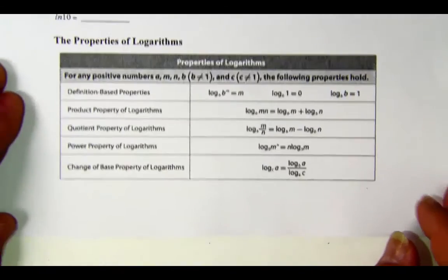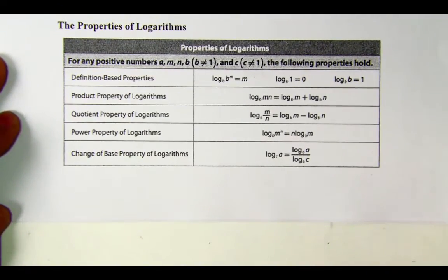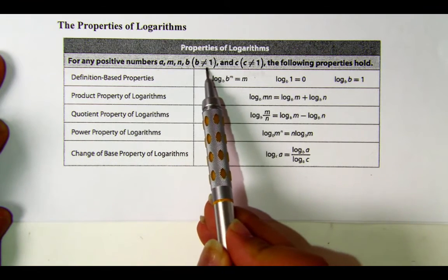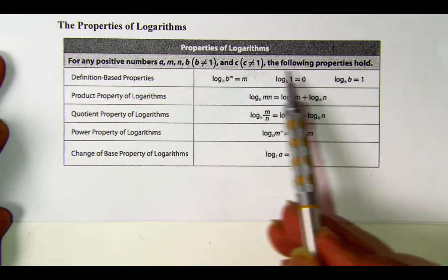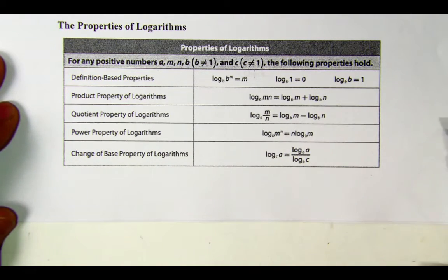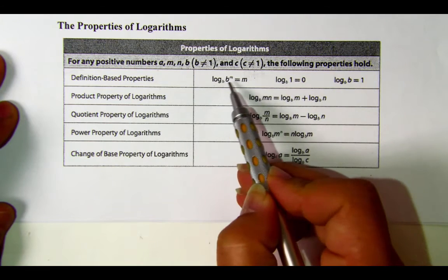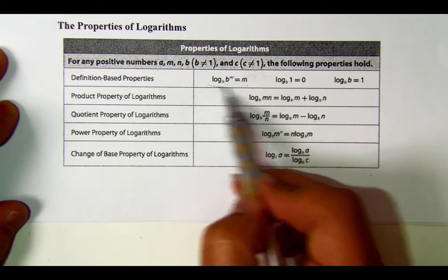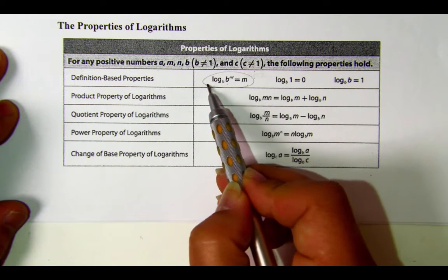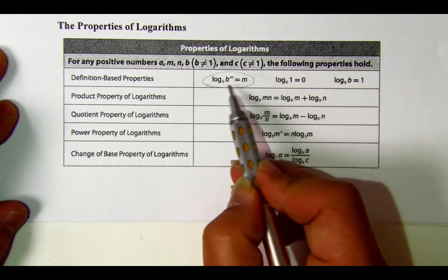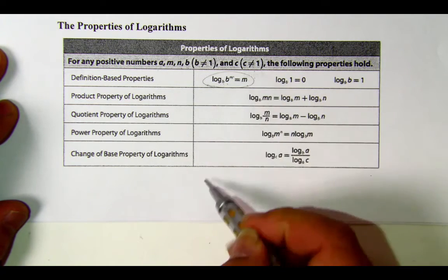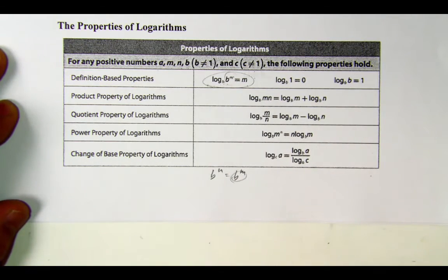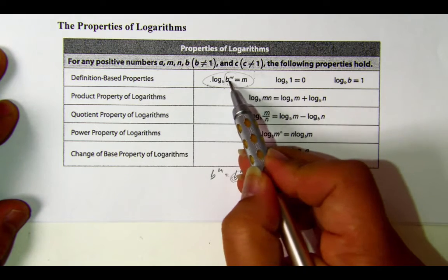But these are the rules that you need to know. Right here, we know that for any positive numbers a, m, n, and b, where b is not equal to 1 and c is not equal to 1, the following properties hold. Log base b of b to the m is m. There's a really easy way to check that: convert that into exponential form. That says b to the m is equal to whatever's inside. The inside is b to the m. That's why log base b of b to the m is m.